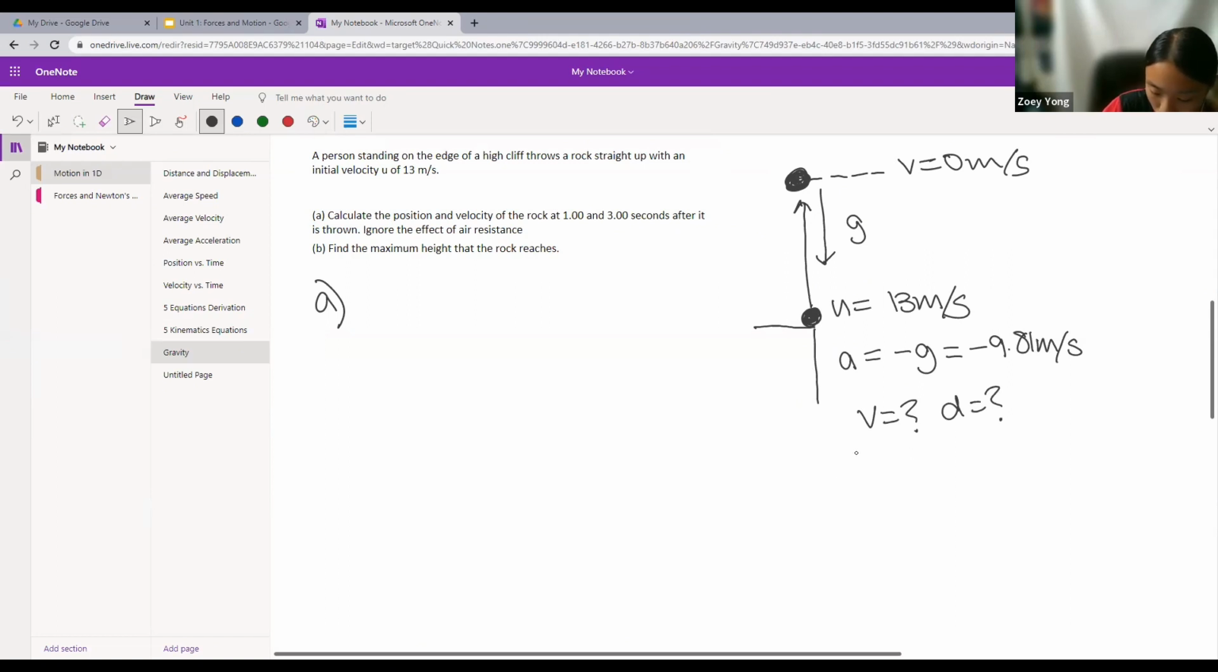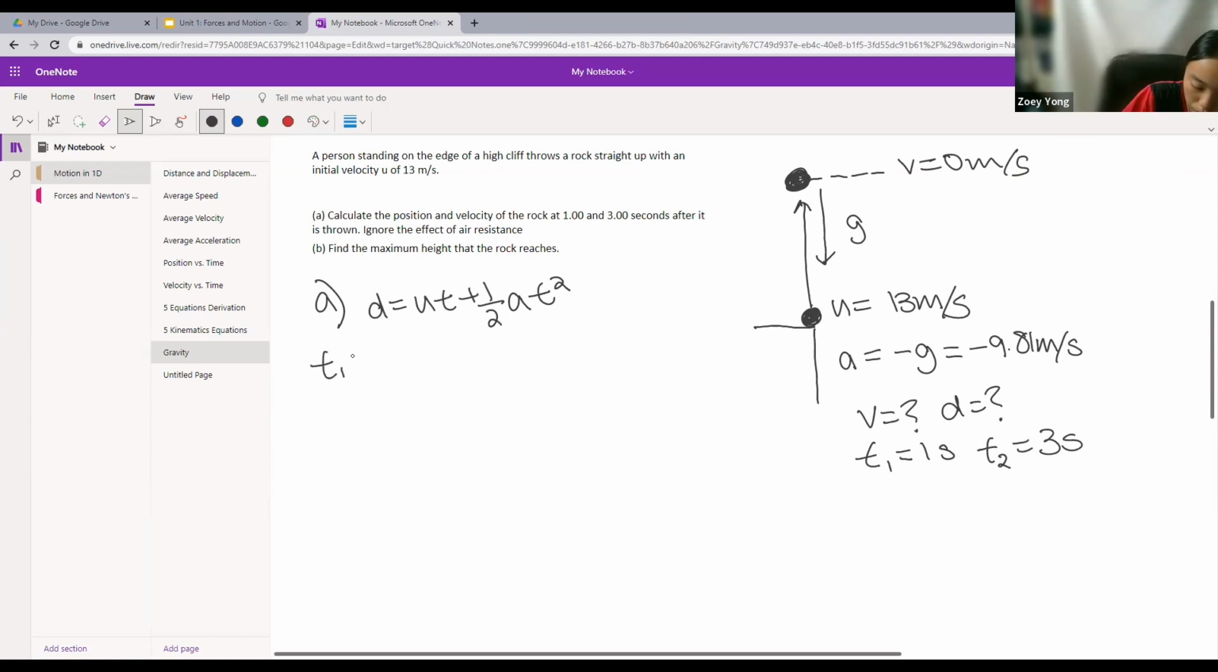And we're also given T, I'm going to call this T1, is equal to 1 second, and then T2 is equal to 3 seconds. So over here, we can decide which equation we should use. To find the distance, we're going to use this equation because it has everything that we're given. We can use all of that to find D, which is what we're looking for.